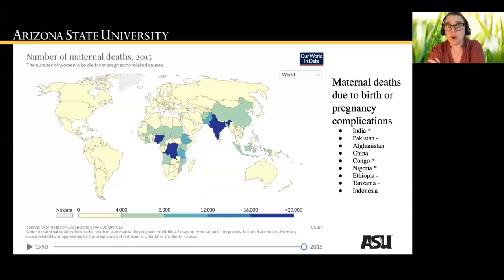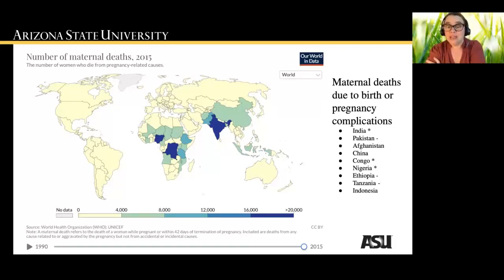When we look at parts of Africa and even parts of Asia, we can see there are places where it is still high: China, Afghanistan, Pakistan, India, the Congo, Nigeria, Ethiopia, Tanzania. These are all major areas that are having high rates of maternal death. So when we look at these areas, the 3 darkest or most prominent are going to be India, the Congo, and Nigeria. 2 are in Africa, but India is in Asia.